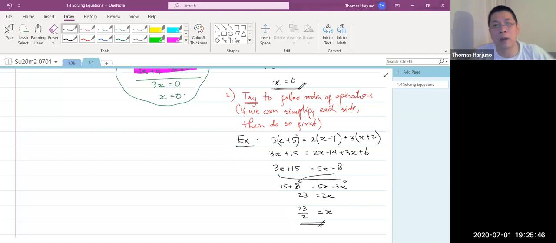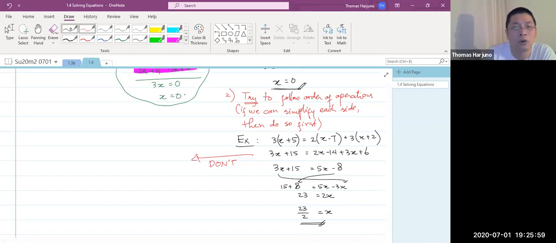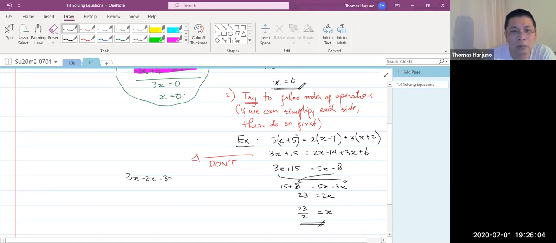Now this is what I meant by follow the order of operations. Instead of doing the following, don't do this. Some people, in fact, I saw some teachers actually doing this. Oh, you know what? I will put all the x's on one side and all the constants on the other side, and just compute them all at once. Trust me, I don't think that's a good idea.